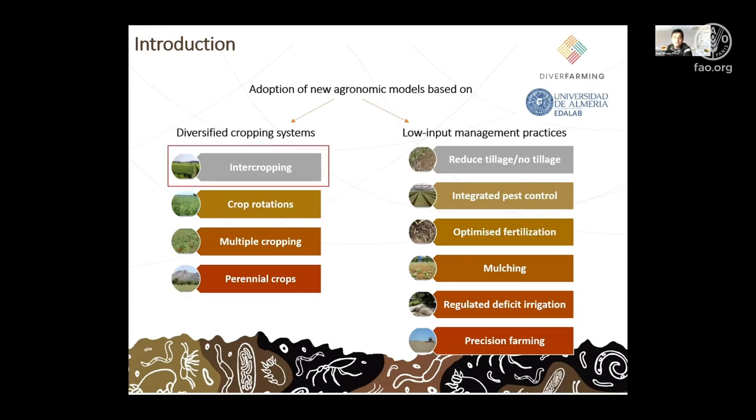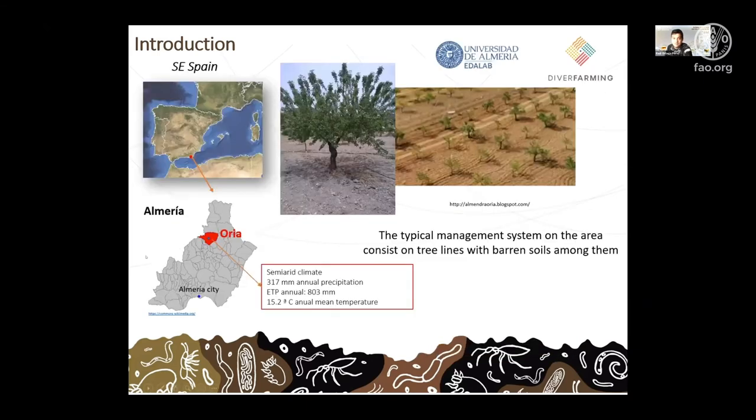In this study, we have focused on one intercrop system. We selected as case study an almond tree intercropping system of rain-fed almond. We selected three different management practices: one of almond alone, one an intercrop of almond with vineyard, and one intercrop of almond with wheat. These crops are in the Almanzora basin, close to the Oria town, in the northern part of the province of Almeria in Spain.